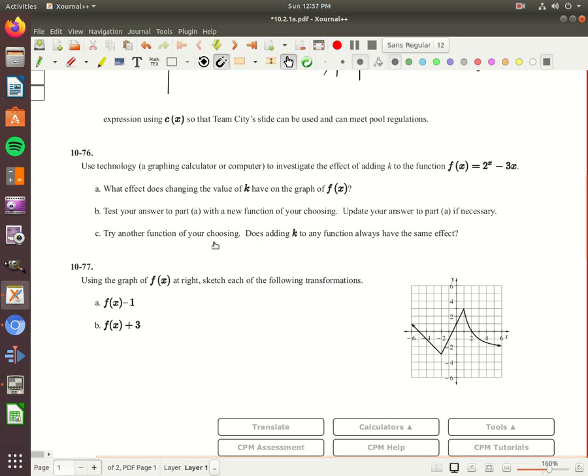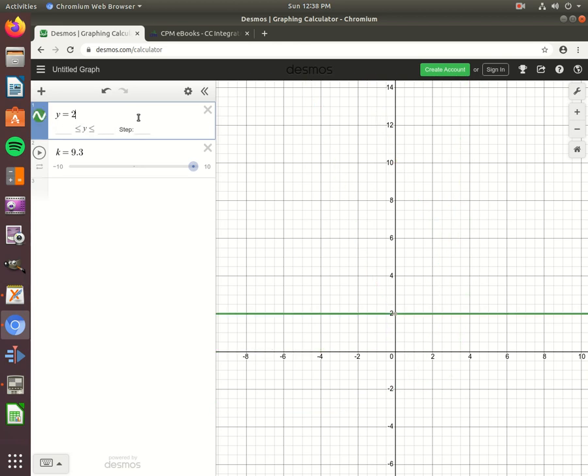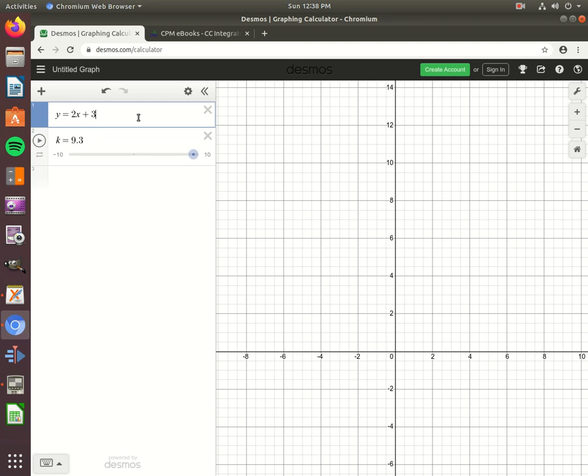Try another function. If you're choosing, does adding k to any function always have the same effect? I think we know roughly what's going on here, but it's going to be easier for me to change this equation than the other one, so I'll change this. So what if I say 2x plus 3, and then, oh yeah, plus k. Okay, so then I have that slider, and you can see it's moving up and down.